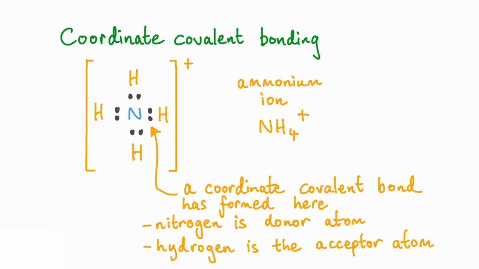In the ammonium ion, which contains a coordinate covalent bond, nitrogen is the donor atom and hydrogen is the acceptor atom. A coordinate covalent bond can also be known as a dative covalent bond or simply as a coordinate bond or a dative bond. It's important to realise that a coordinate covalent bond is just like any other single covalent bond once it's been formed. It's just the origin of the shared pair of electrons that is different.